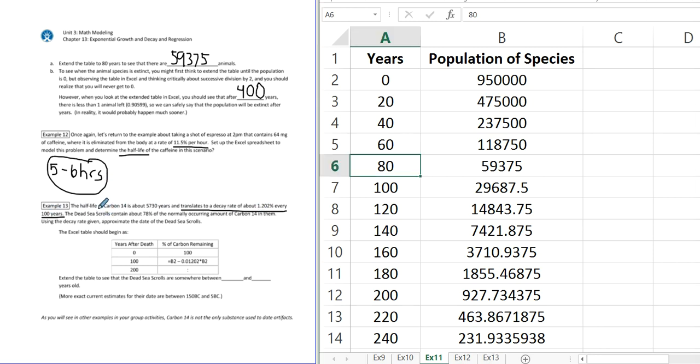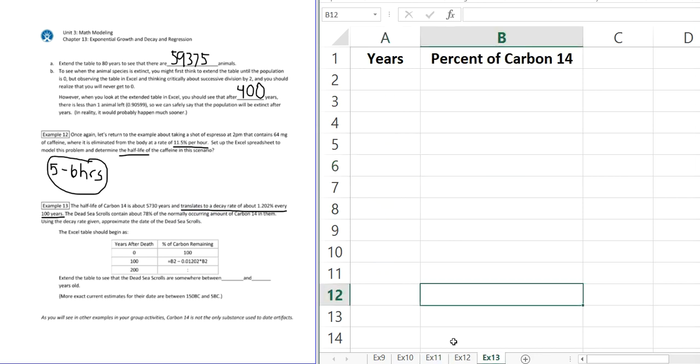So in this example, we're going to focus on the Dead Sea Scrolls. When they were found and tested, they contained about 78% of the normally occurring amount of carbon-14. However scientists determine what should have been there, that I don't know. But when they tested them, they found they contained about 78% of what would have been there initially.